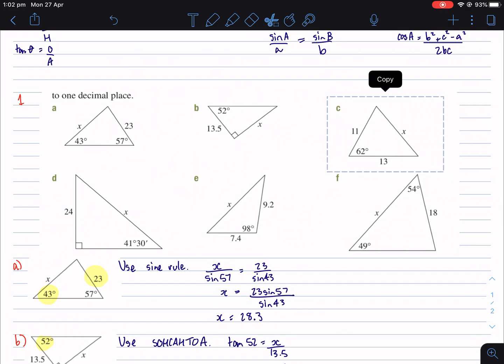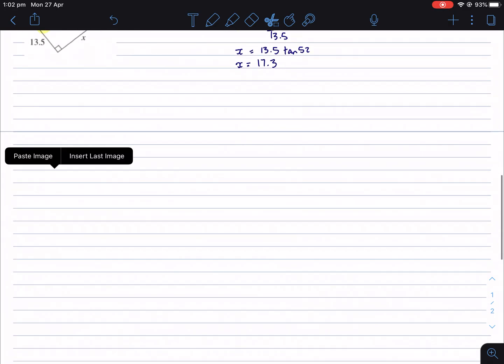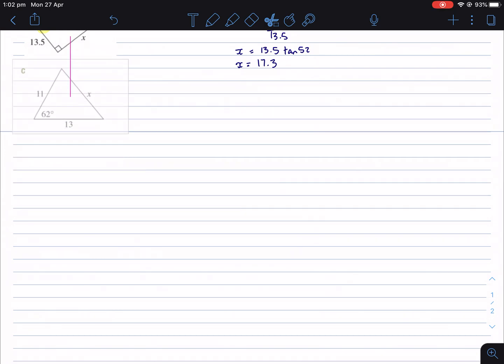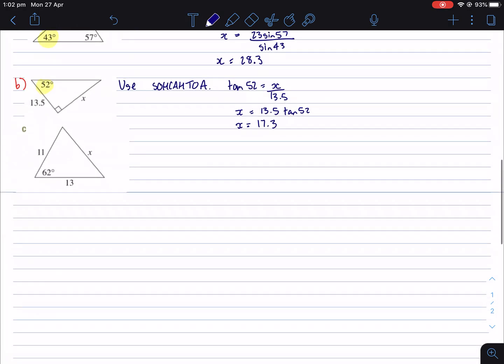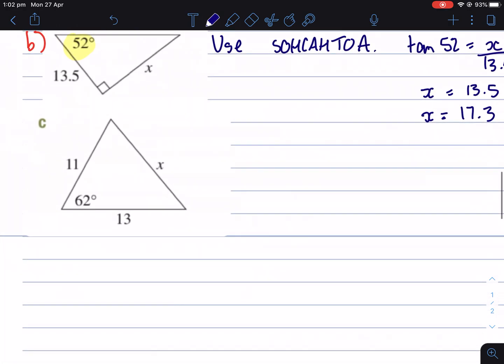Question C. Okay, we can see that C is not a right angle. We don't have an angle on its opposite side. The only angle we have here, and we don't know the opposite. So we're going to have to use cosine rule.